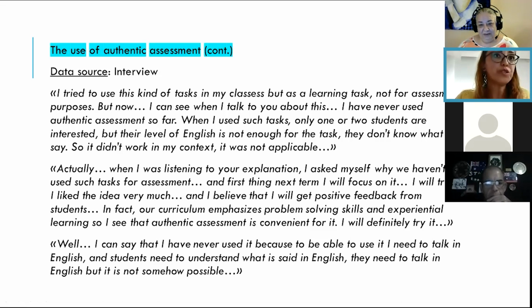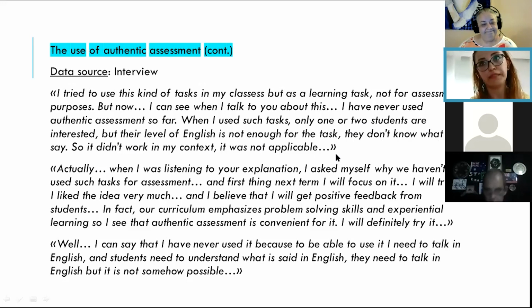I tried to use this kind of tasks in my classes, but as a learning task, not for assessment purposes. But now I can see when I talk to you about this, I have never used authentic assessment so far because in the interview, I explained what it is and I gave some example tasks to them to clarify it. When I use such tasks, only 1 or 2 students are interested, but their level of English is not enough for the task. They don't know what to say, so it didn't work in my context.